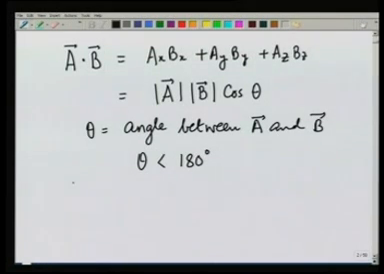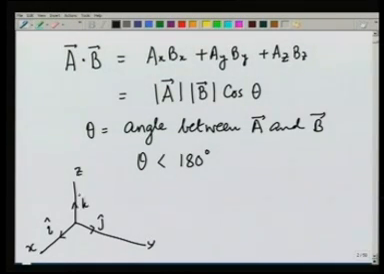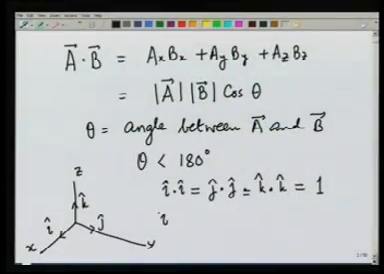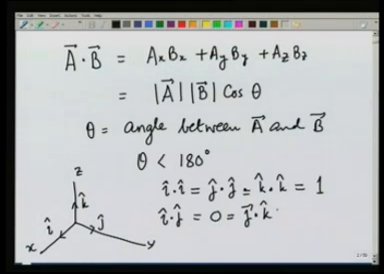In particular, if I look at the unit vectors along x direction, y direction and z direction, we find that i dot i is the same as j dot j, they are all equal to 1, because their magnitude is 1 and the angle between i and i, j and j or k and k is 0. Similarly, i dot j is 0, so is j dot k and so is k dot i. Notice that the dot product or the scalar product can be both negative and positive, because cosine theta can be negative or positive.